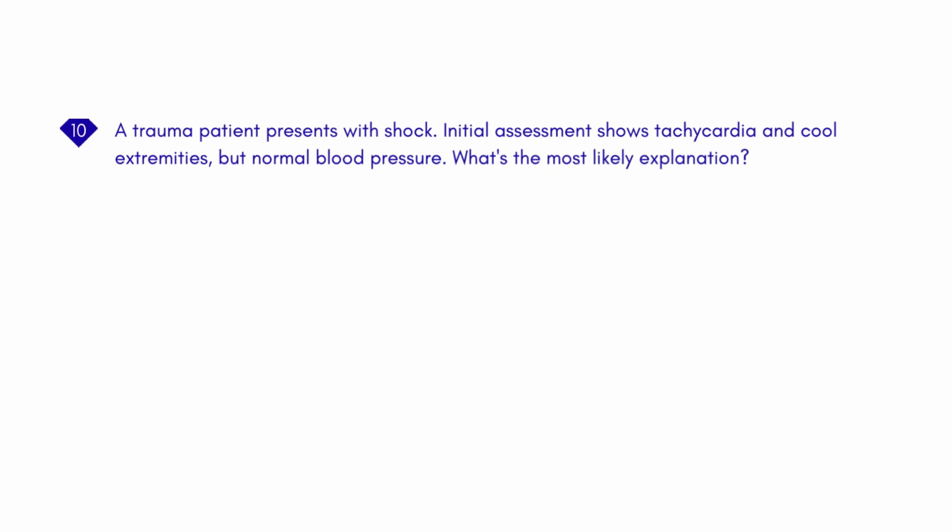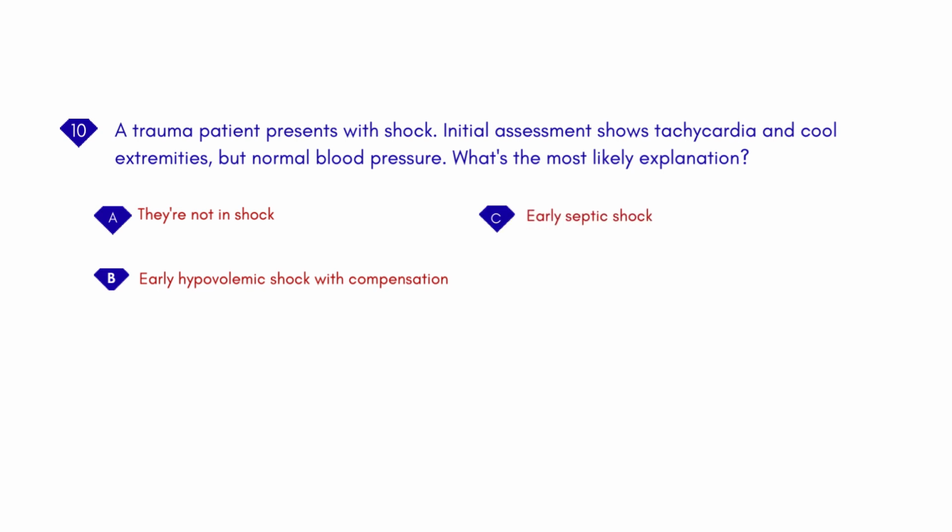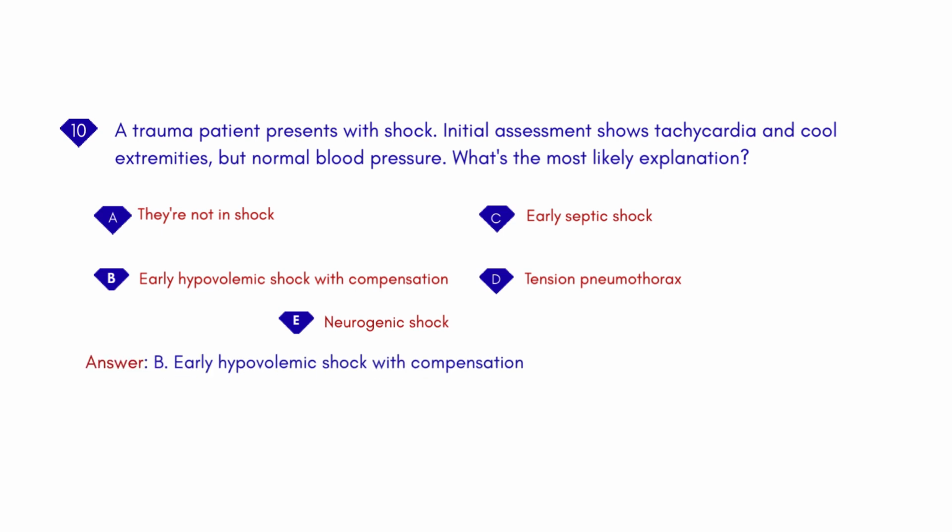A trauma patient presents with shock. Initial assessment shows tachycardia and cool extremities, but normal blood pressure. What's the most likely explanation? A. They're not in shock. B. Early hypovolemic shock with compensation. C. Early septic shock. D. Tension pneumothorax. E. Neurogenic shock. Answer: B. Early hypovolemic shock with compensation.